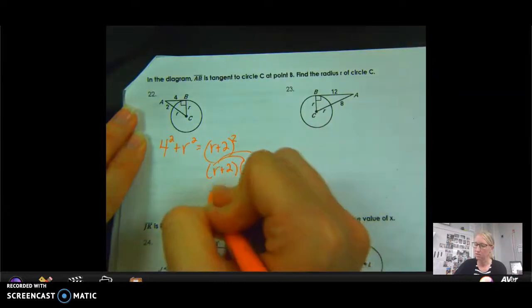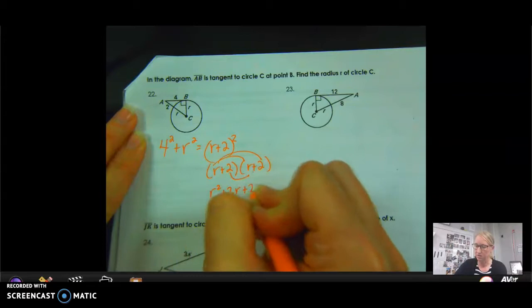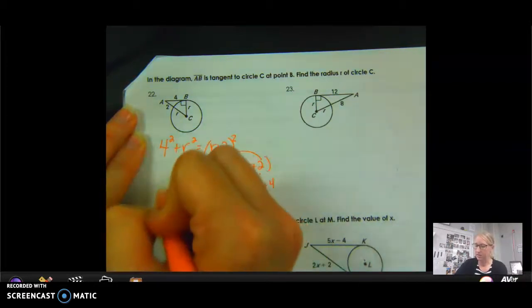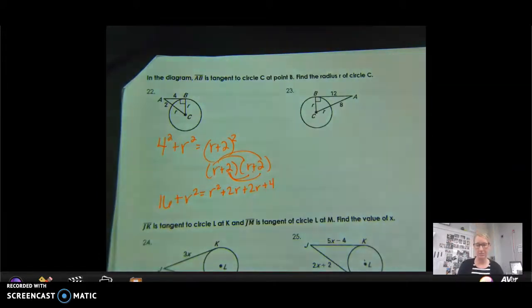First, r times r is r squared. R times 2 is 2r. 2 times r is 2r. 2 times 2 is 4. That should equal, I'm just going to bring this down, 16 plus r squared. Okay, so hopefully that made sense so far.